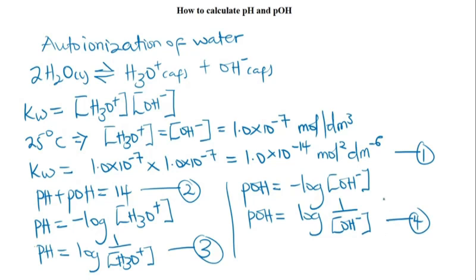So basically we are going to be using any of these equations to solve problems in the upcoming examples that we are going to look at. So basically our Kw, which is the ion product constant, is defined as the product of the hydronium ion concentration and the hydroxide ion concentration in an aqueous solution at a constant temperature, which is 25 degrees Celsius. Now with this basic introduction, let's have a look at a practical example.